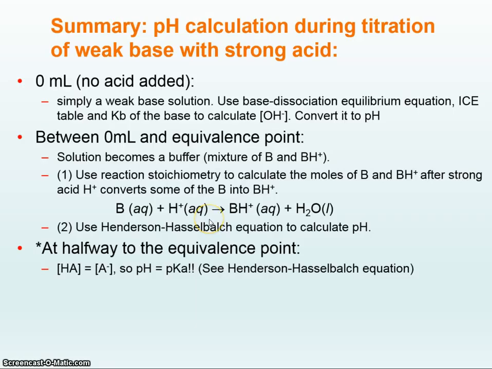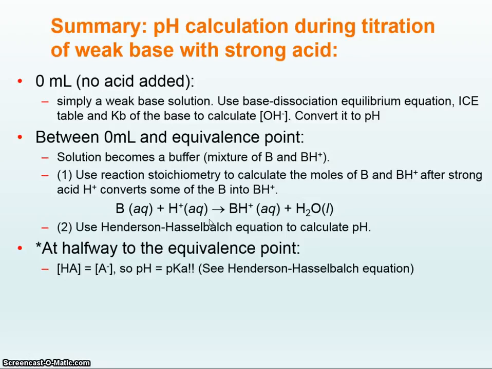So in summary, for a titration of a weak base with a strong acid, at 0 I've got no added acid. It's just a weak base in solution. Use the weak base dissociation equilibrium equation, the ICE table, and Kb to calculate the hydroxide ion concentration. Convert that to a pOH and then a pH. Between 0 and the equivalence point, the solution is a buffer, except for the bendy parts. So the flat parts, it's a buffer.